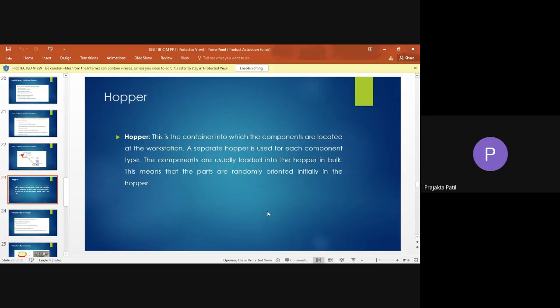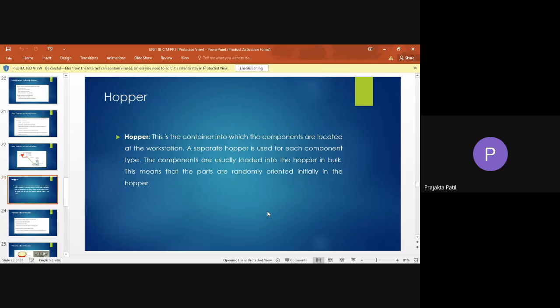Hopper. The hopper is the container into which the components are located at the workstation. A separate hopper is used for each component type. The components are usually loaded into the hopper in bulk. This means that the parts are randomly oriented initially in the hopper. You can imagine a hopper to be something like a tapered container. In that you're going to put all the components. Of course, similar components, not random different components, because the part delivery system is designed for that particular component itself.